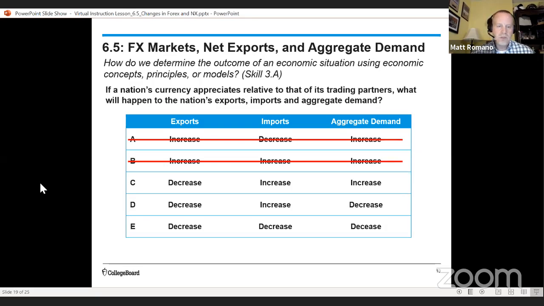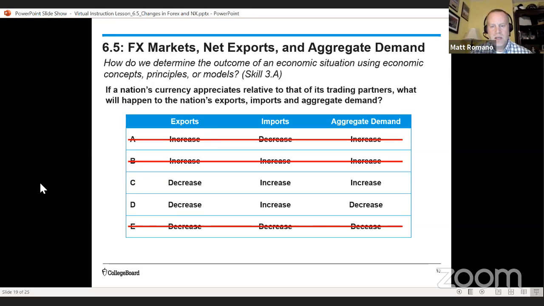A and B are not possible answers. Get rid of them. We don't even care what they say about imports and aggregate demand. They cannot be correct because exports is wrong. What about imports? Again, the currency is appreciated, so it can buy more of foreign currencies, which means it can buy more foreign goods, ceteris paribus. That means imports are going to increase. The answer cannot be E. All right, we're down to C and D.